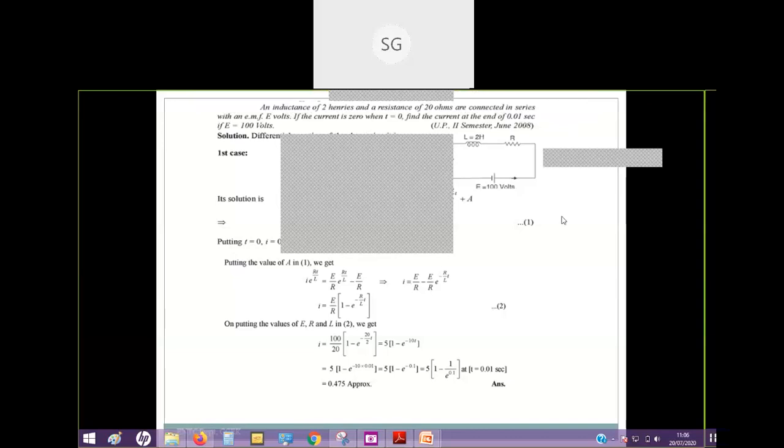Now what we have to do is find the current at the end of 0.01 second if E is equal to 100 volts. So the inductor's value is 2, the resistance value is 20, E has the value of 100, and obviously the initial condition is that at t is equal to 0, the current is 0. But at the end of 0.01 second, what is the value that we have to find out? Are you getting this question?